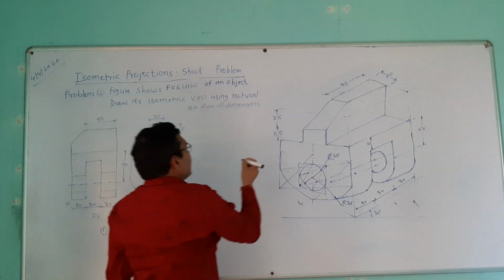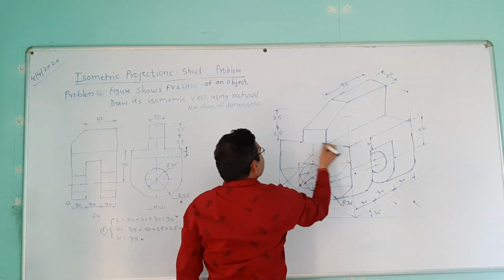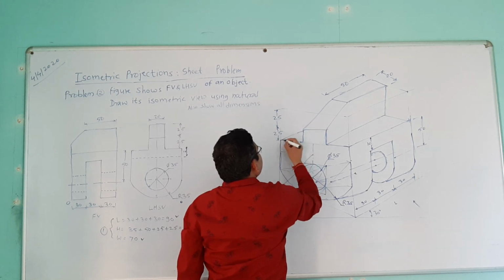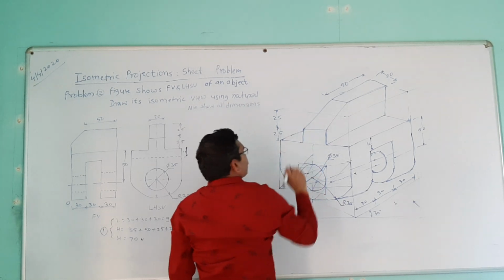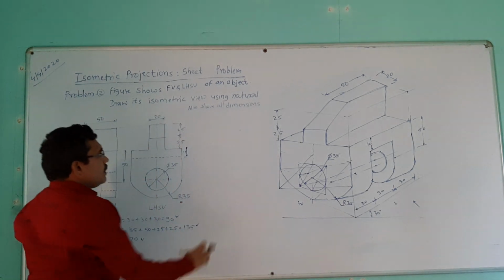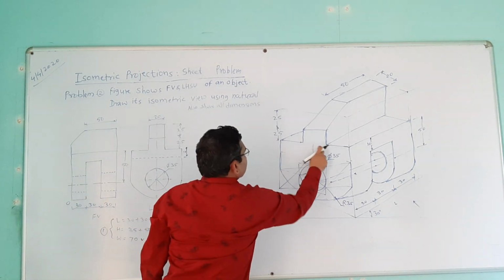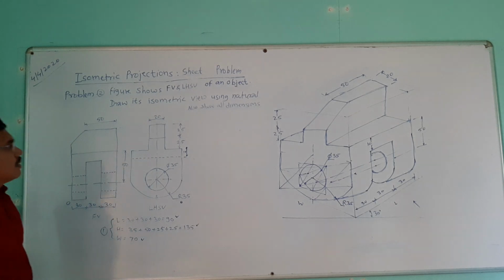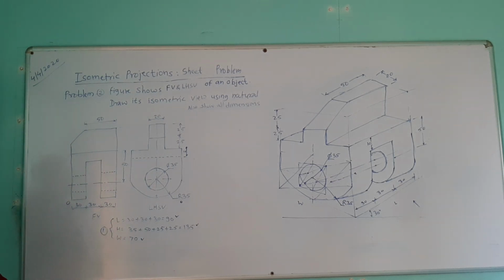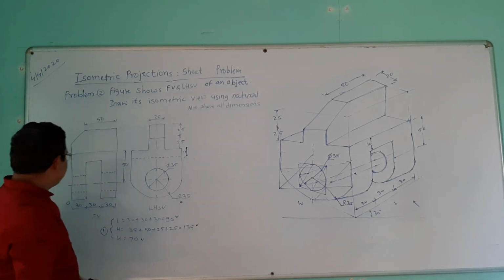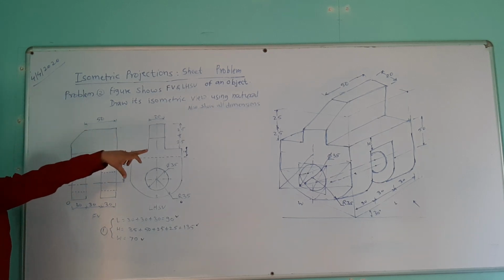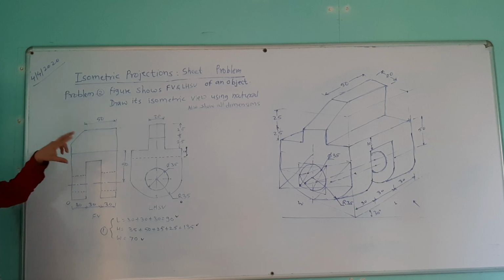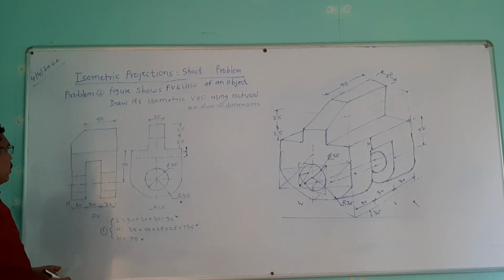One more line is remaining here. So similar to this, here is also one line, which you have to draw. So here the portion is free. Now our next task is to compare that isometric view to these two orthographic views, whether our isometric is correct or not.